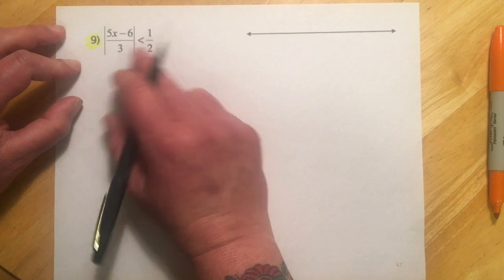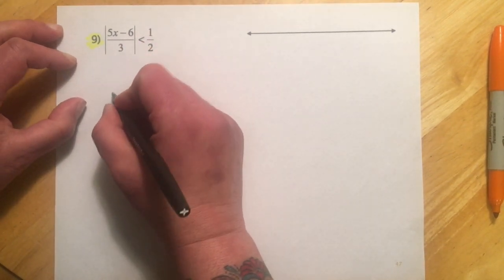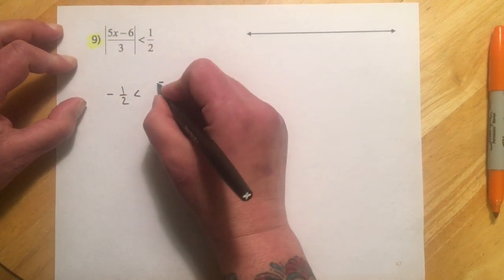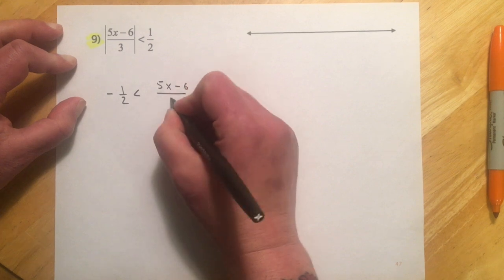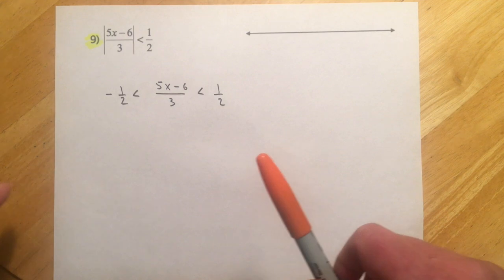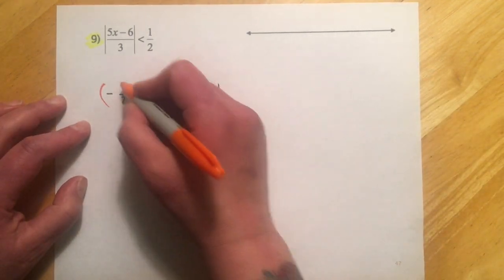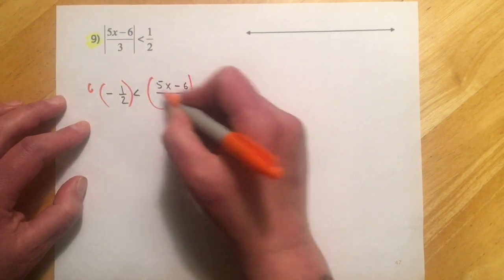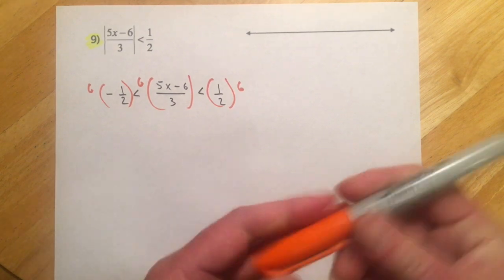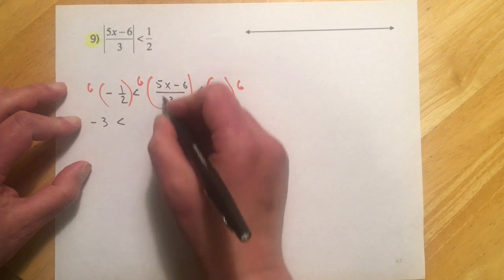So this is a less than, and it has all kinds of fractions, but it's going to be okay. So what I will do is I'm going to do -1/2 that's going to be less than all that stuff, less than 1/2. But then I can clear the fractions, and then that will make this much better. So I'm just going to multiply everything by 6 because it's the LCD. -3, so that's going to be less than.